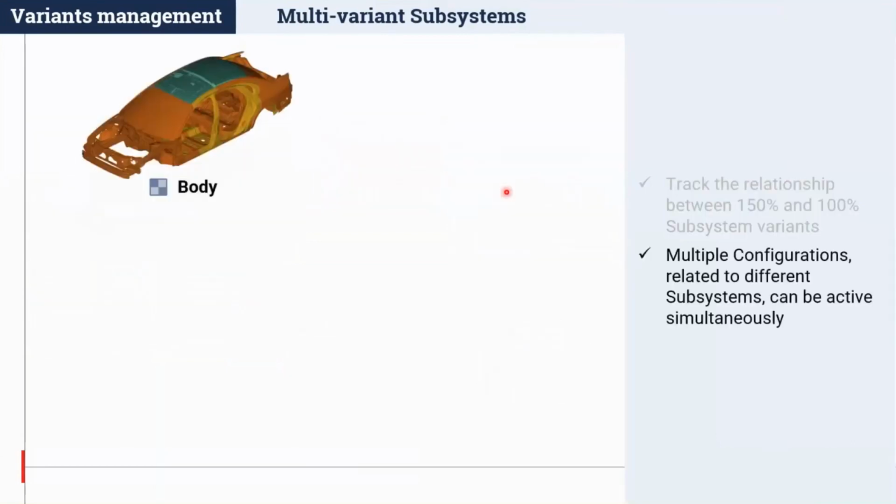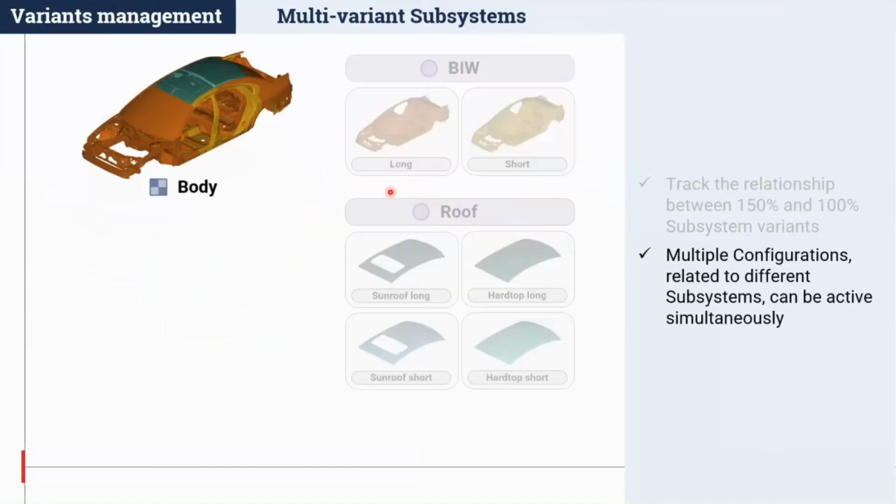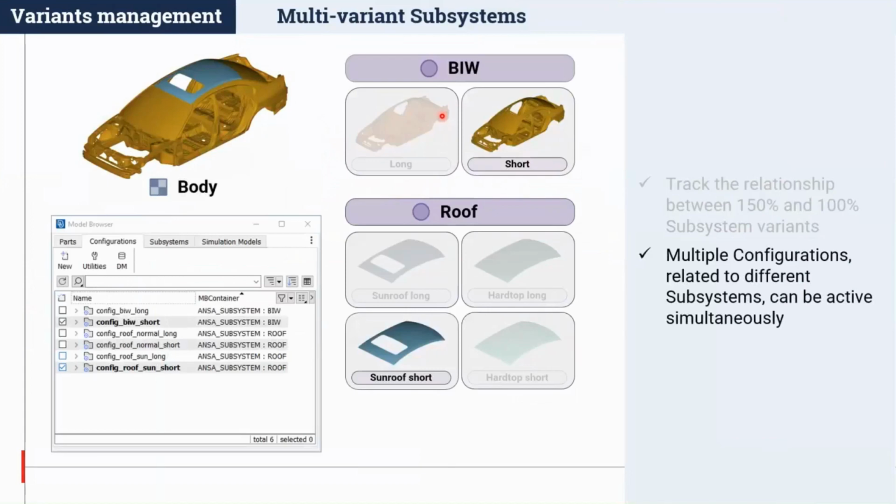Moving on, further enhancements have also been introduced related to the handling of part configurations. For example, if there is a use case wherein a model consists of several variant subsystems, for instance a body in white with a long wheelbase version and a short wheelbase version, along with a roof which has 4 different variants, configurations can now be related to the subsystems using both multivariant and single variant subsystems. As a result, multiple configurations related to different subsystems can be activated simultaneously.